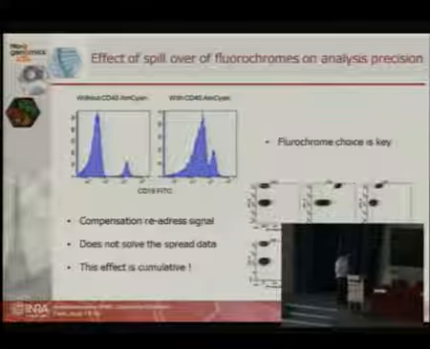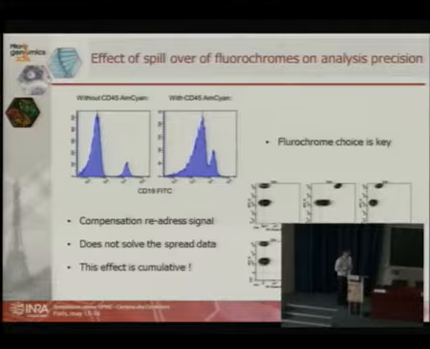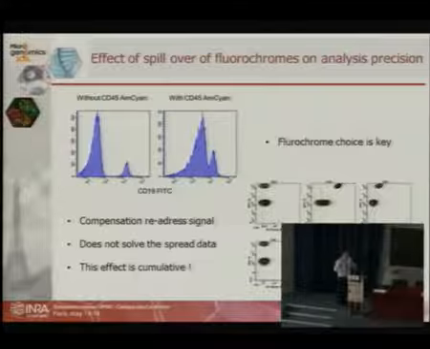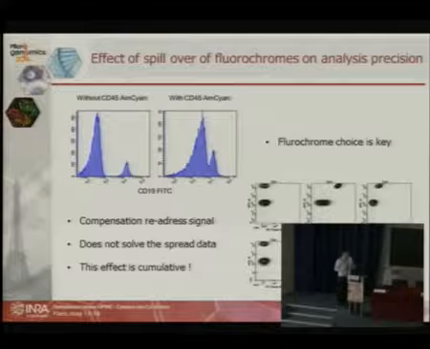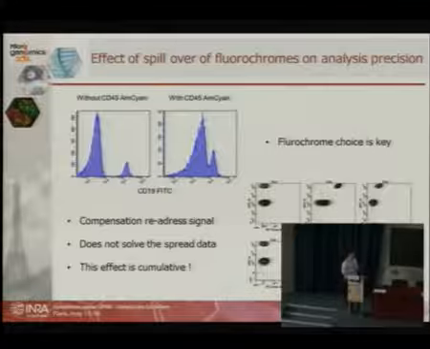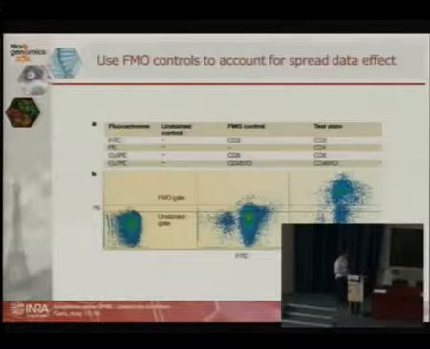So it does not serve the spread data, and the bad thing is that all this compensation in the multidimensional space is actually cumulative. So that means if it's really bad from the beginning on and you add on markers, the resolution of your panel is going to be really poor. So you have to improve that in a way.